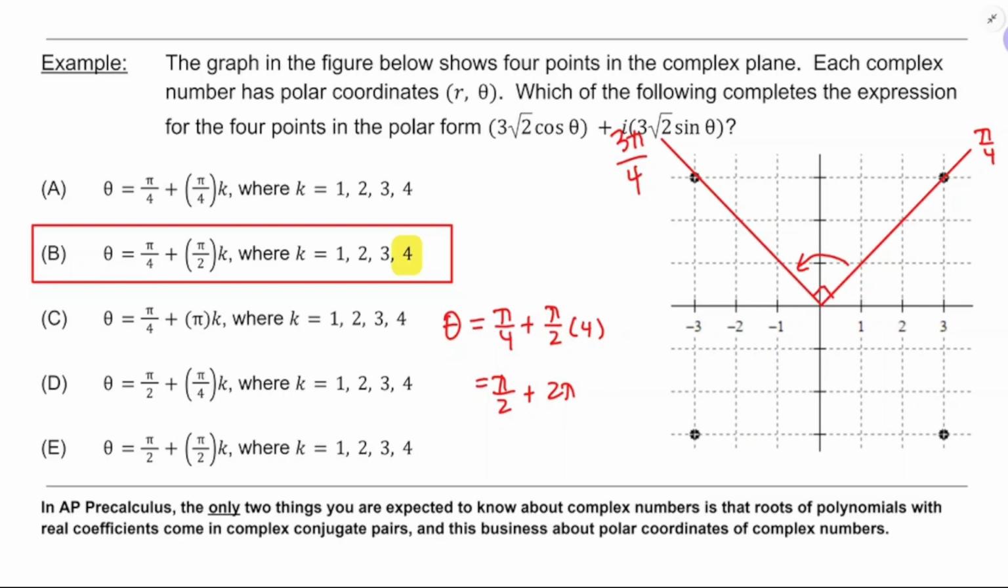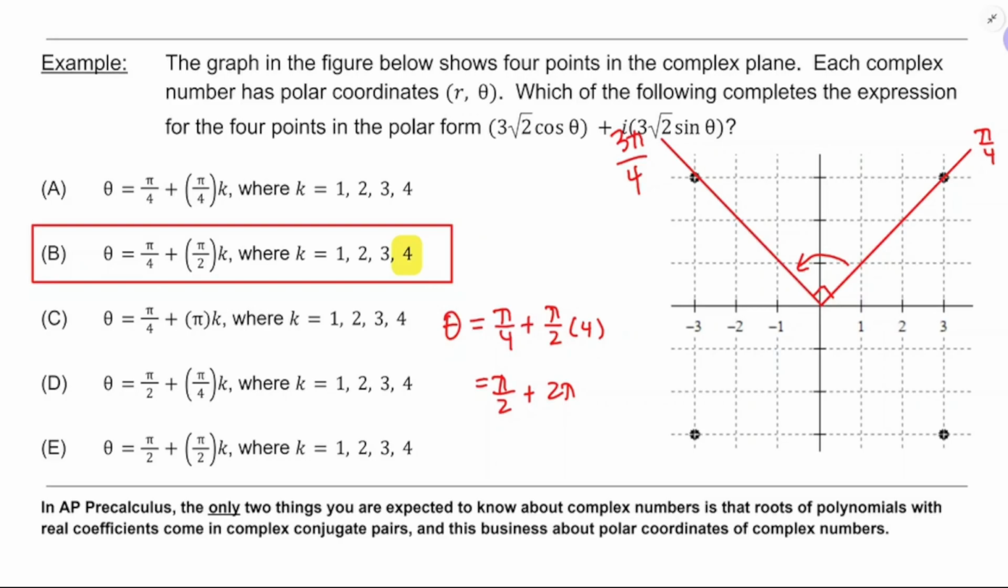Okay, so I think that's all the examples I've got for you on this. You'll see that there's not too much on this on the homework. This is not a big deal in the overall picture of AP Precalculus, but right now what I really want to emphasize is that the only two things you're expected to know about complex numbers in AP Precalc are the fact that roots of polynomials with real coefficients come in complex conjugate pairs, and this business we're talking about right here, polar coordinates of complex numbers. You don't need to know anything else.